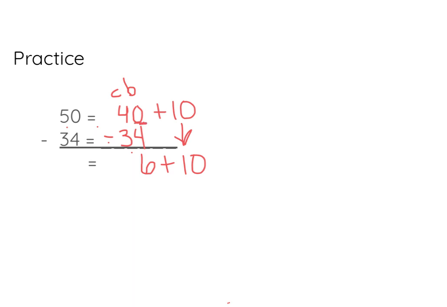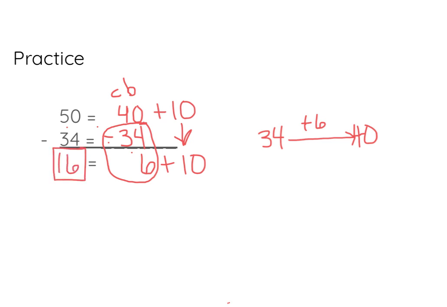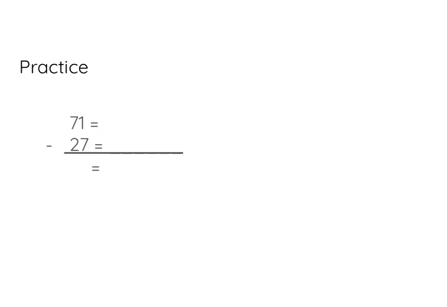That's all that is. If I'm here on my hundredths chart, how does 34 get to my 40? How does it get there? By adding 6. So 34 plus 6, so I put my partner. Now 10 plus 6 is 16. Great. All right, 71 minus 27. Pause and then check later.